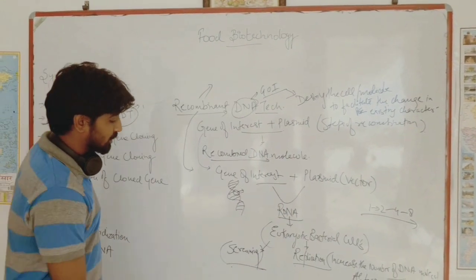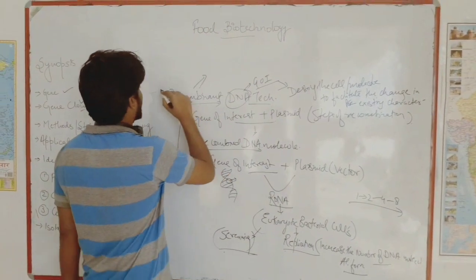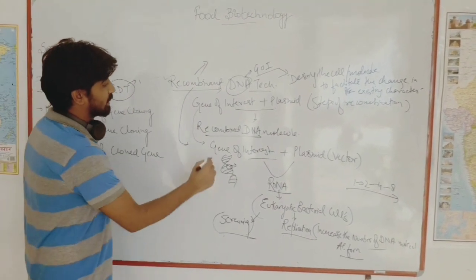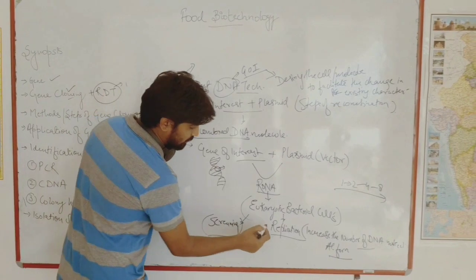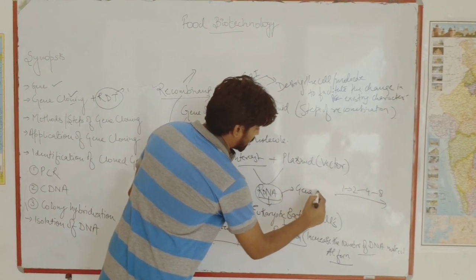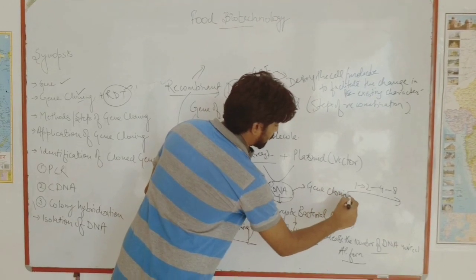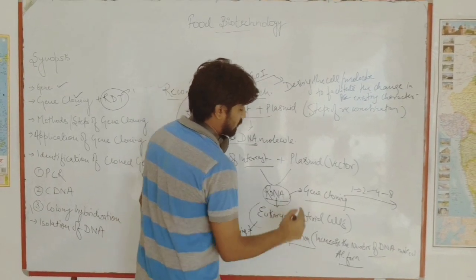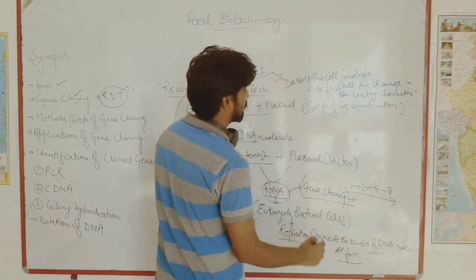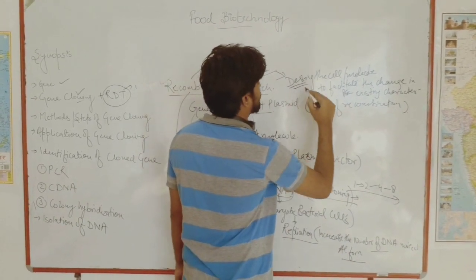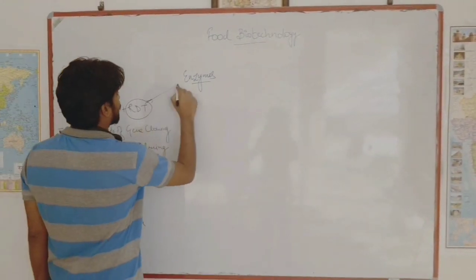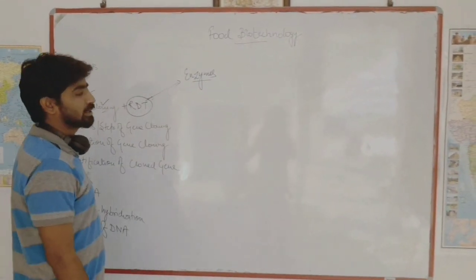Now we'll go with gene cloning. Why have we talked about recombinant DNA technology before gene cloning? Because this recombinant DNA molecule will be going into gene cloning. We will be cloning the recombined cell, because these rDNA molecules contain the characters whatever we are requiring, the desired characters. So we have talked about recombinant DNA technology. Now we will be talking about the enzymes involved in recombinant DNA technology.